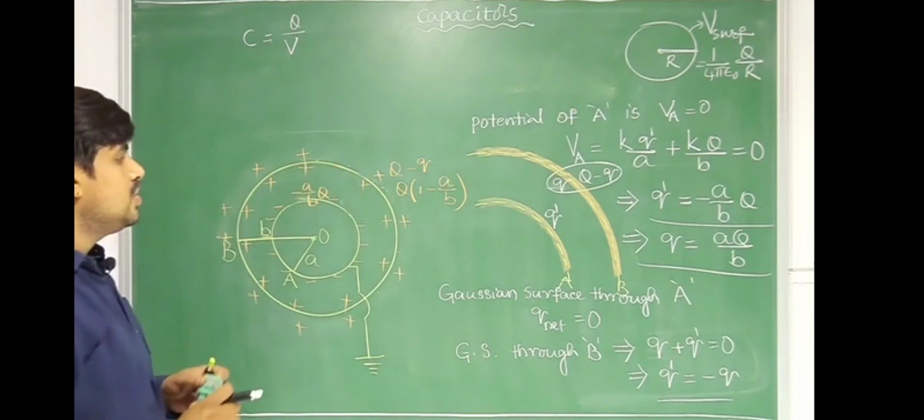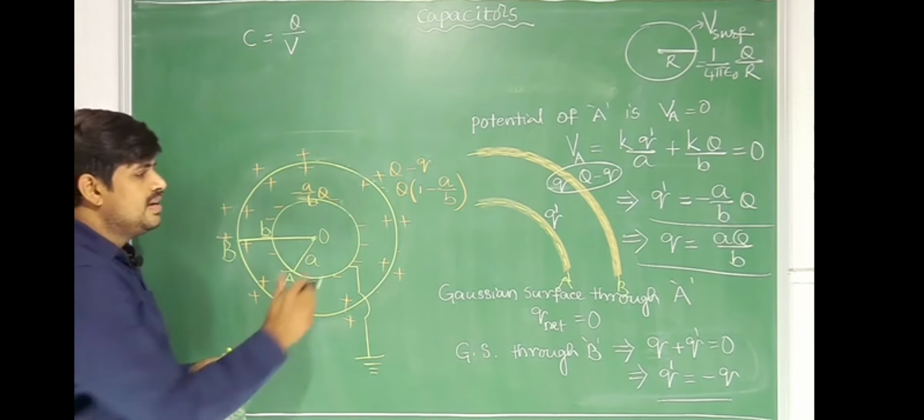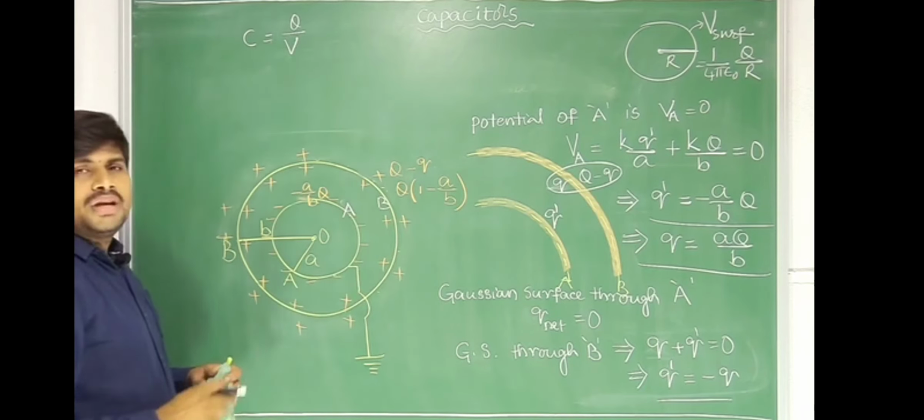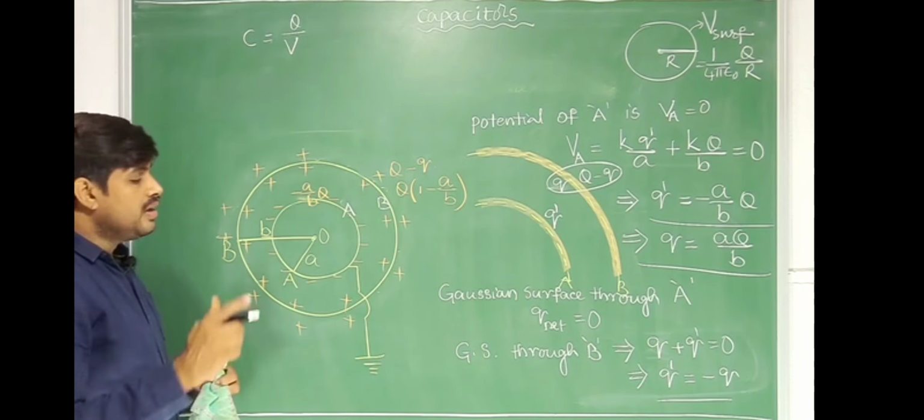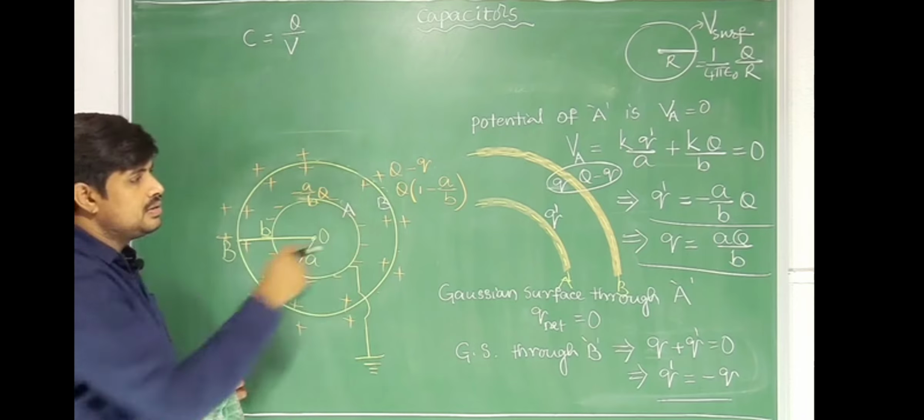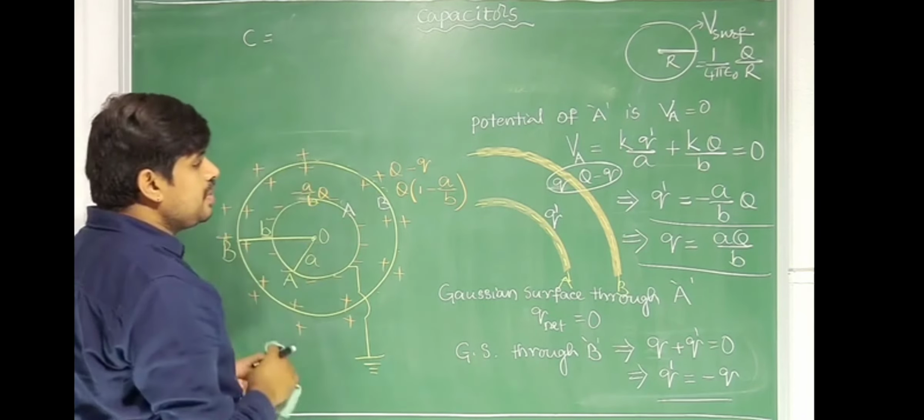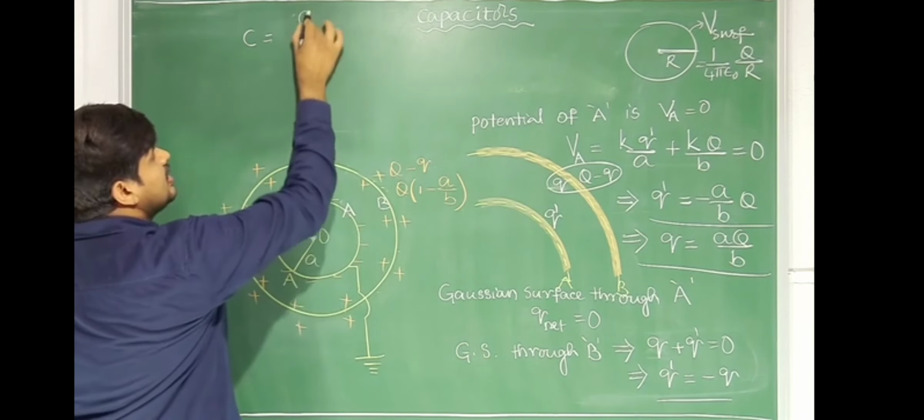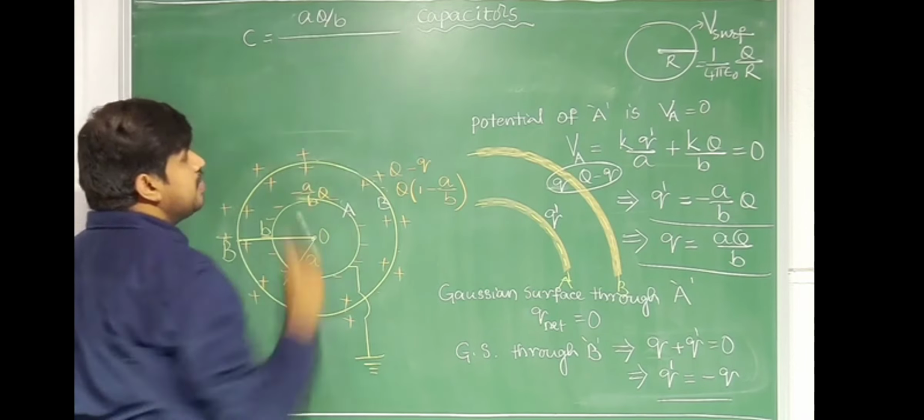So charge on the higher potential. Which is higher potential, A or B? Beta, B is higher potential. Looking at the inner surface of the higher potential one, that is this inner surface. What is the charge on the inner surface? That will be small q. Small q value is A Q upon B, divided by the potential difference.